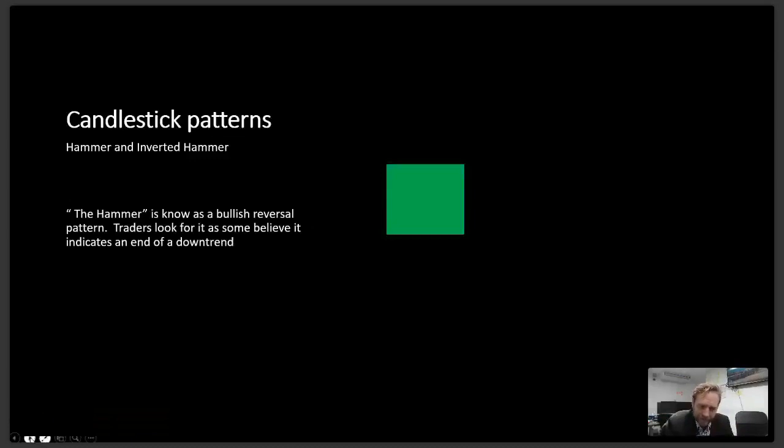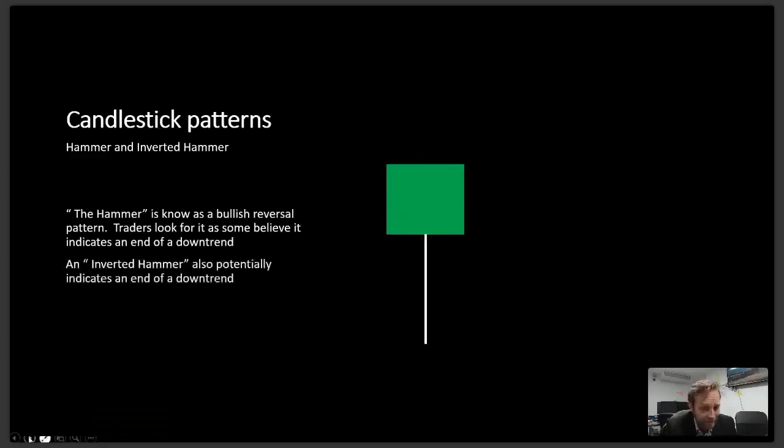And it looks like this. A bit like a lollipop, maybe. But yeah, it looks like a hammer. So you've got the small body of the candle and a long wick below it. Basically, they look for this pattern with the idea that if they see it at the end of a downtrend, it could potentially hint that the market is about to change and go in the opposite direction.